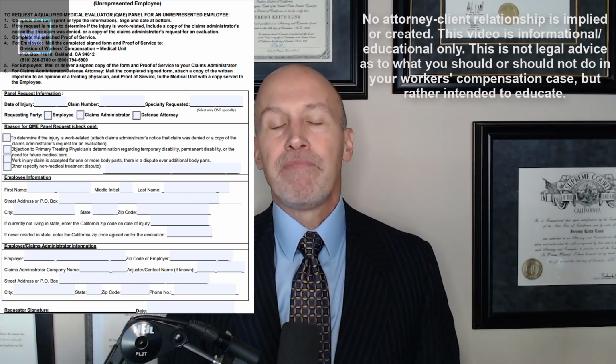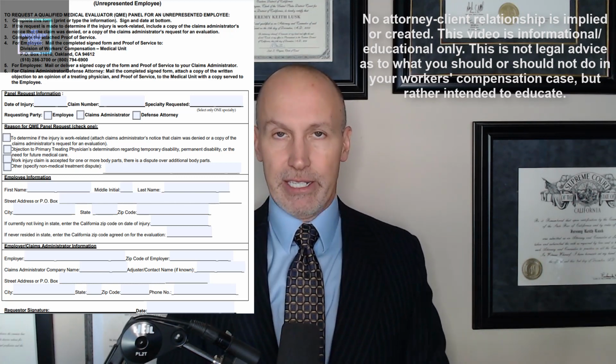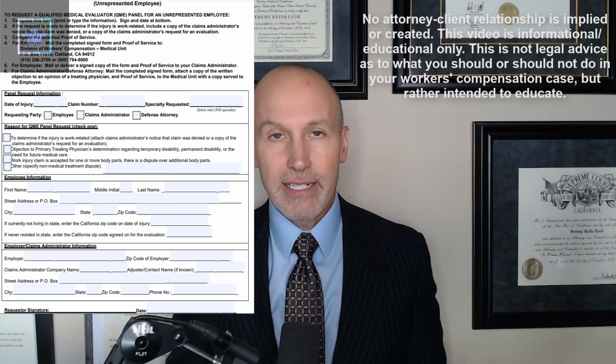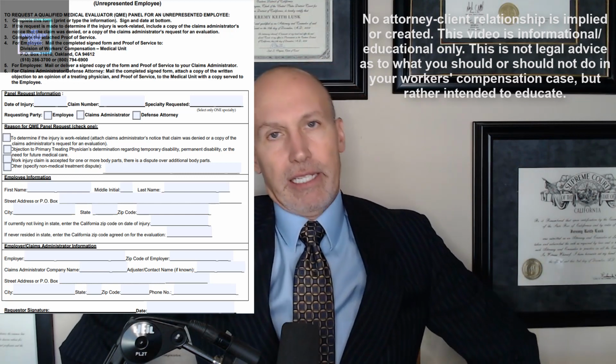You have to list who's requesting this, so you're going to check the box for employee. And then you have to check below that what the dispute is. You can't just write to the medical unit and say, I want a panel just because. They won't send you one. You have to tell them. You have a dispute over causation, whether or not the injury is work-related. That would be either a delay letter from the adjuster or a denial from the adjuster. You check that first box for work-related.